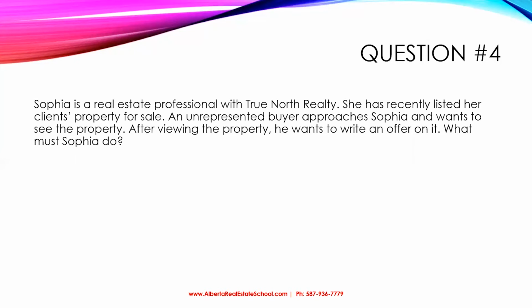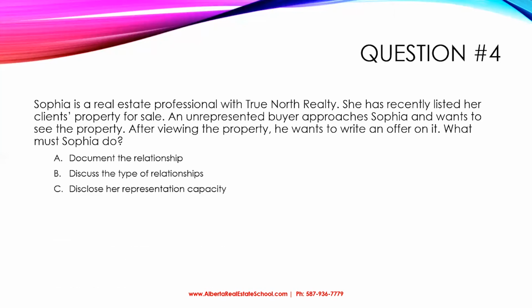Question number 4. Sophia is a real estate professional with True North Realty. She has recently listed her client's property for sale. An unrepresented buyer approaches Sophia and wants to see the property. After viewing the property, he wants to write an offer on it. What must Sophia do? And the options here are A, document the relationship, B, discuss the type of relationships, C, disclose her representation capacity, or D, acting consistently with the relationship established. So in this case, the correct answer is C, disclose her representation capacity.